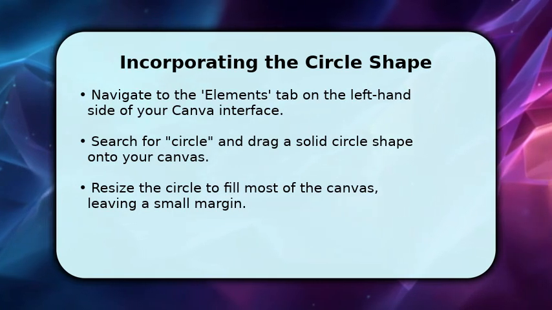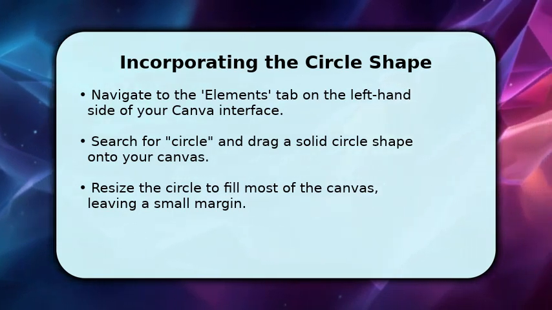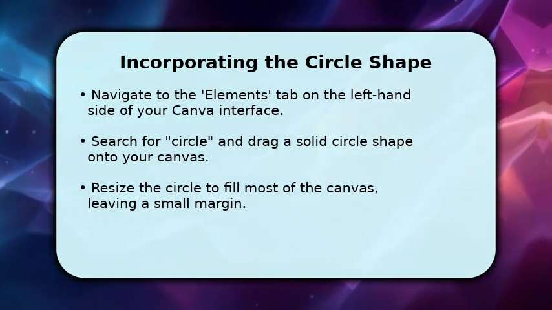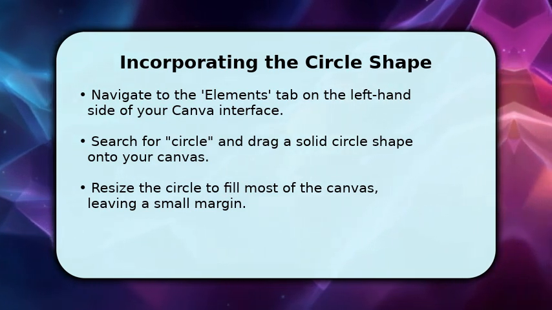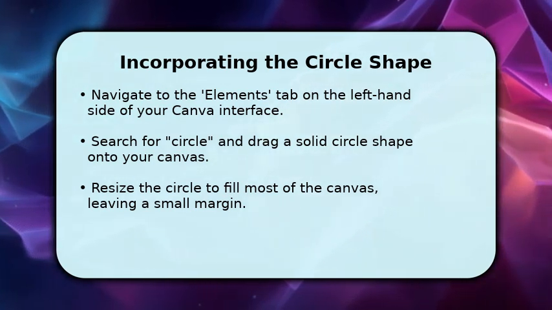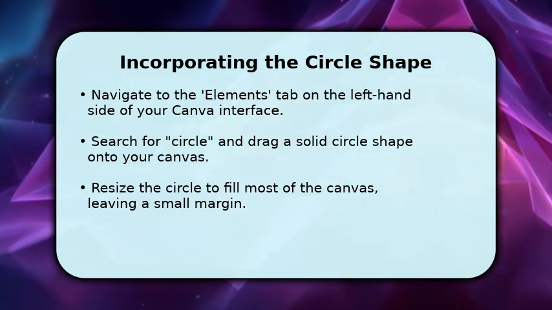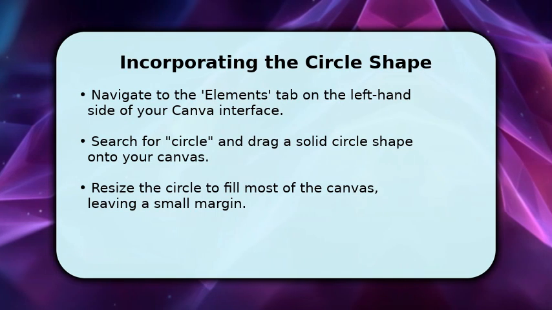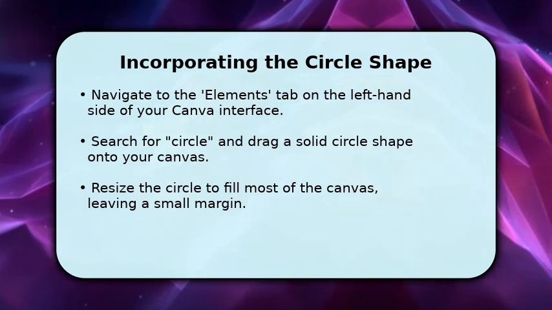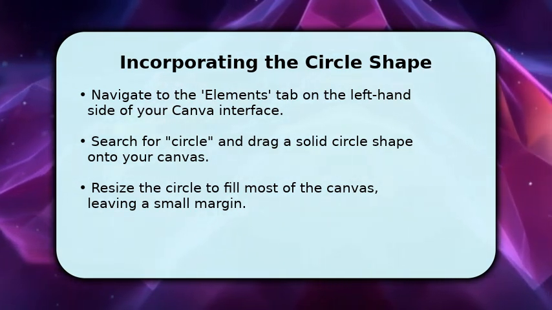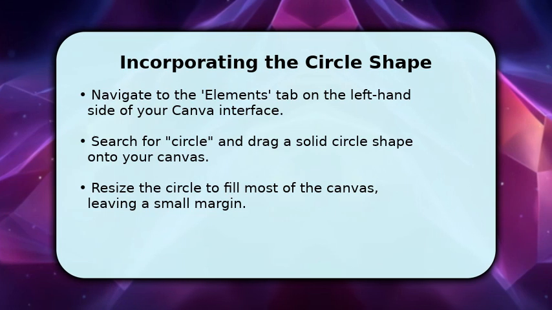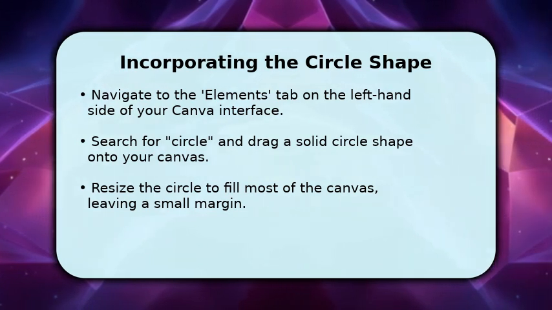Now, let's add the main circular element. Go to the Elements tab on the left sidebar. In the search bar, type circle and select a solid circle shape from the graphics options. Drag this circle onto your canvas. Adjust its size by dragging the corners, making it large enough to fill most of the 500 by 500 pixel canvas, but leave a small border for visual balance.